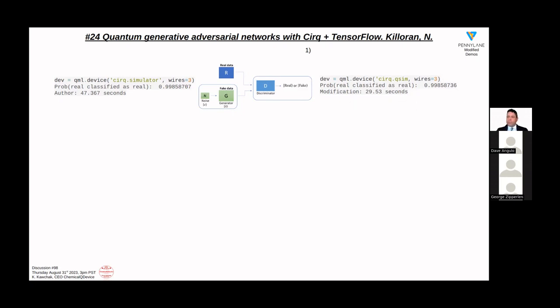Now, Circ.QSim is interesting because they claim it's the simulator that went up against quantum supremacy in October 2019 for that Nature paper. So they say it doesn't click in until maybe 15 or 20 qubits where you really start to notice the difference between these two. But it depends on the task, because it decreased the time from 47 seconds down to 29.